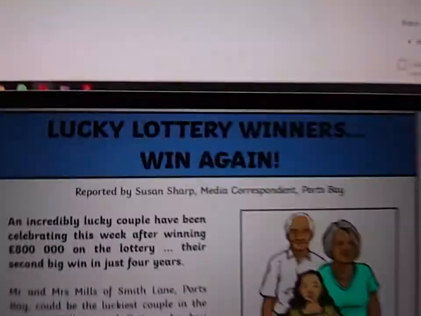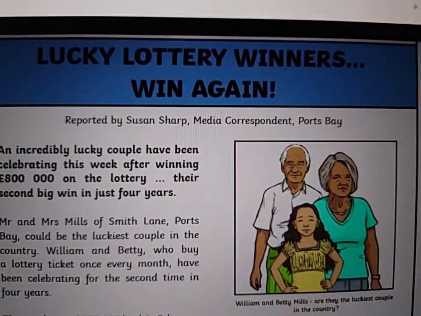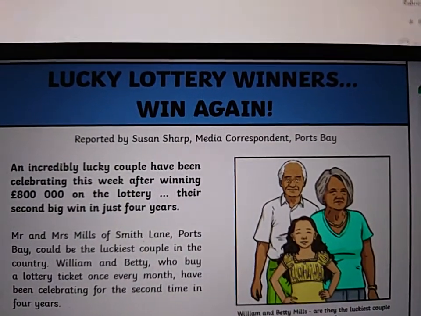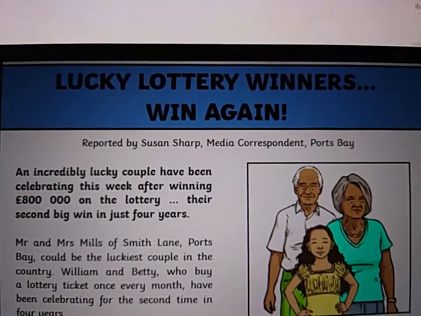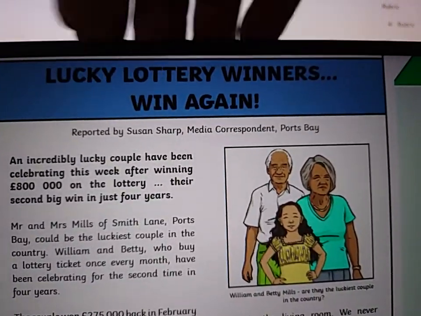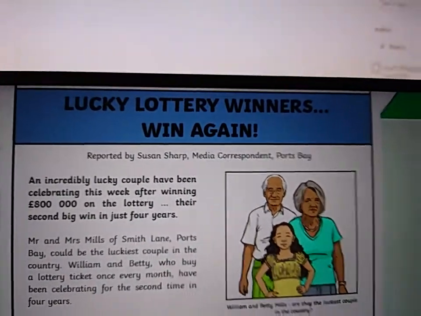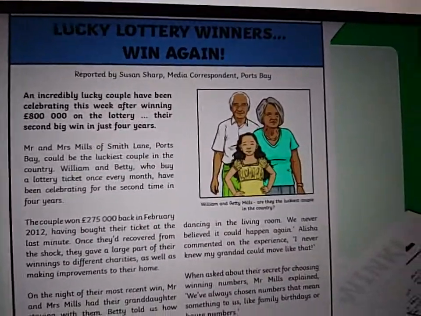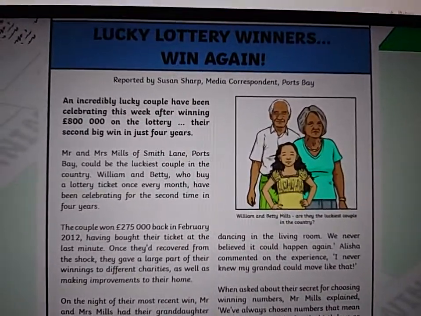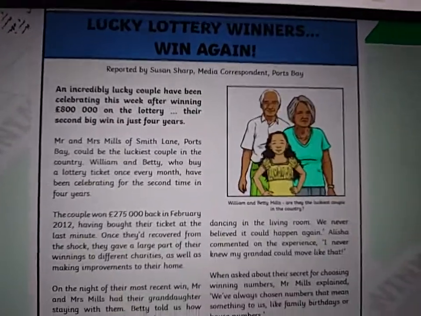Remember, we're looking out for these six things. Does it have a catchy headline? Yes. Lucky lottery winners win again. That's really great. I love that. There's alliteration in that twice. Look, lucky lottery winners win. Brilliant. Really catchy. You know what it's about. It's about someone who's won the lottery twice, by the sounds of it.